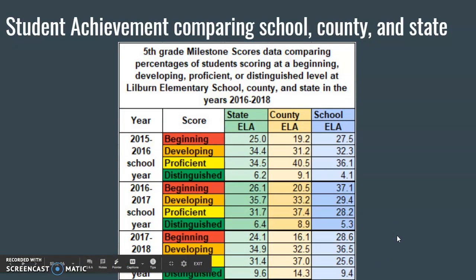Last are our fifth grade scores. We gained more beginning level percentages over the course of 3 years, though slightly improving between 16-17 and 17-18, going from 27.5% to 37.1% and then back to 28.6% at a beginning level. Our distinguished level has increased, however, showing improvement in our data. We do perform lower than the state and county in these areas, though.